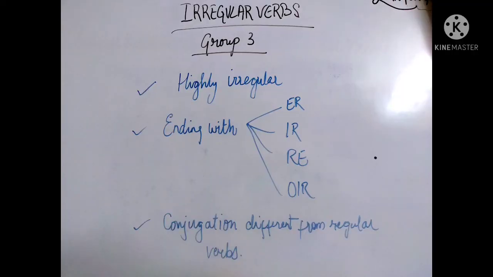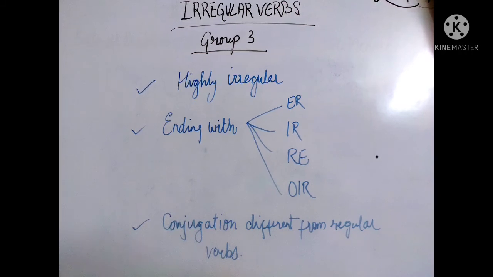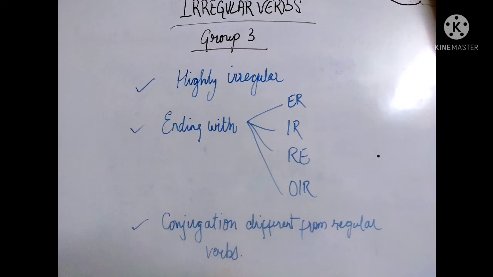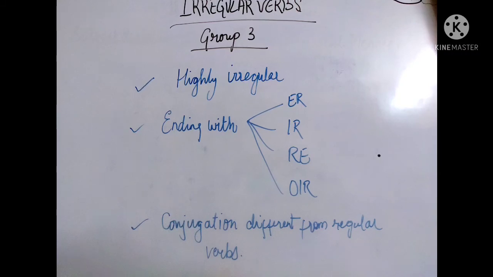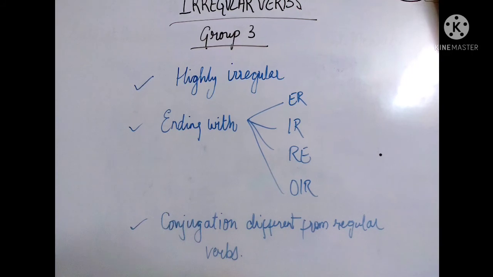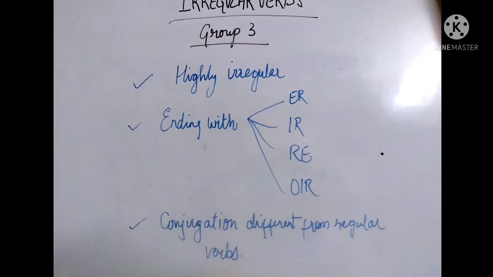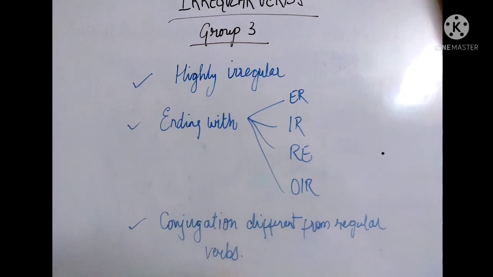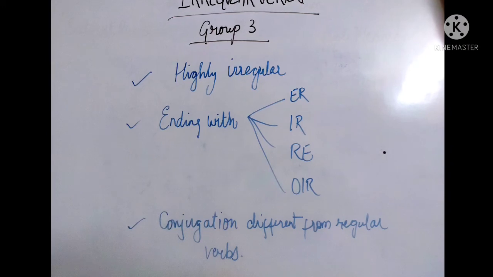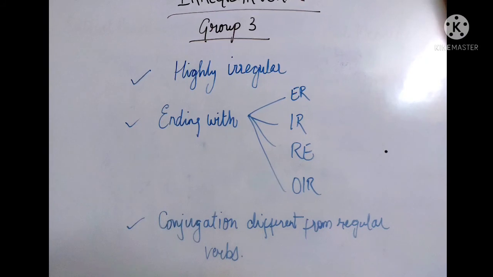Now let's move to the last group, which is irregular. As its name indicates, these sorts of verbs are highly irregular in nature. They do not follow any pattern. Their conjugation is different from regular verbs. These verbs end with either ER, as we know, aller is a very irregular verb, then IR, RE and OIR. We will be learning about these irregular verbs in a detailed note and in a separate video, because that is going to be a very big, huge video.